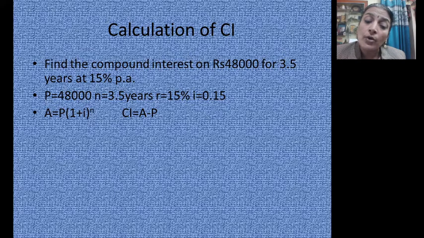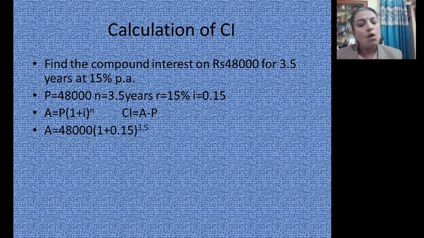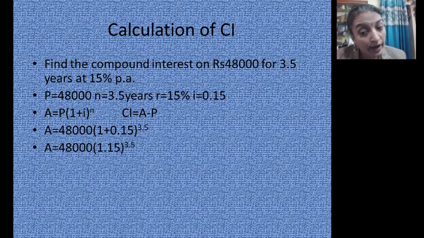How can we reach compound interest? Because compound interest is equal to amount minus principal. Amount minus P, that is principal, means interest will come. So this is the next step. First you calculate A, then you subtract P and you will get the compound interest. Okay, let us calculate A. A is equal to 48,000 in the bracket 1 plus 0.15 raised to the power of 3.5. As I have already mentioned, 48,000 in the bracket it is 1.15 raised to the power of 3.5.